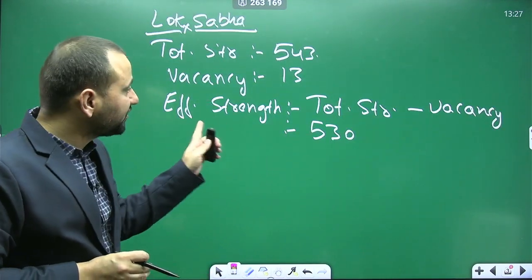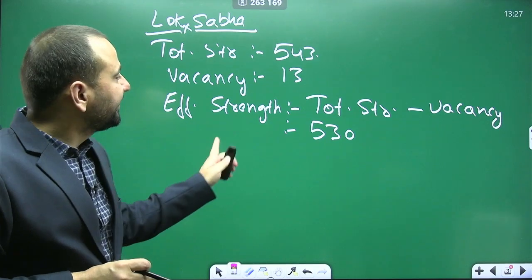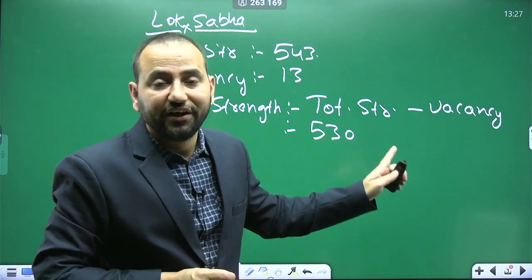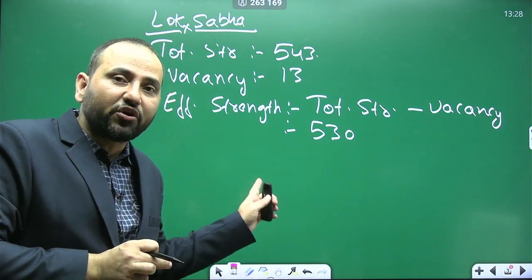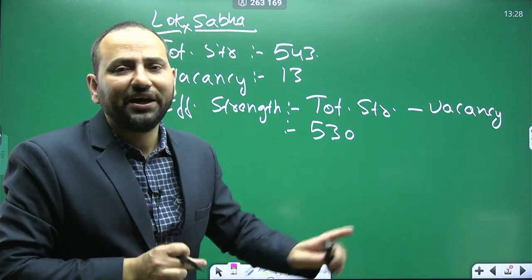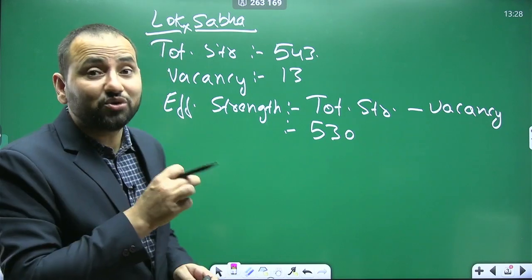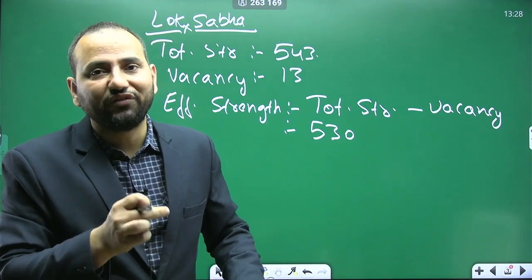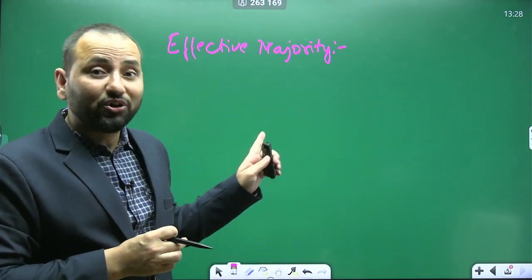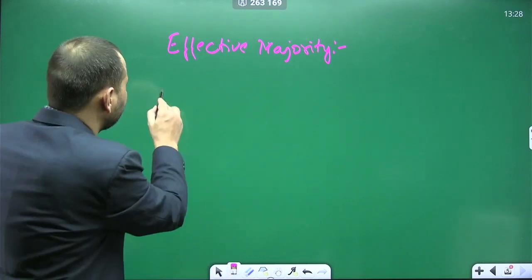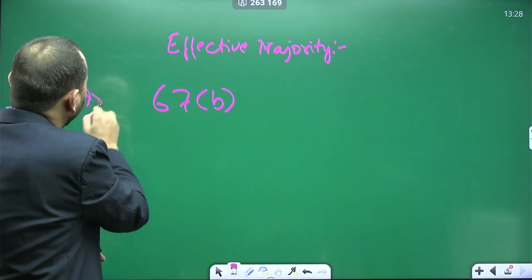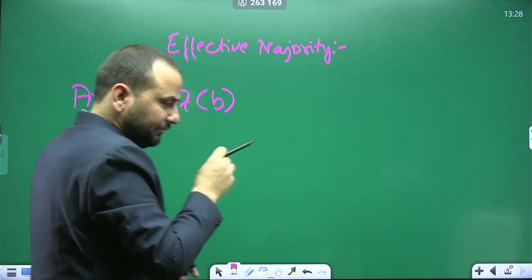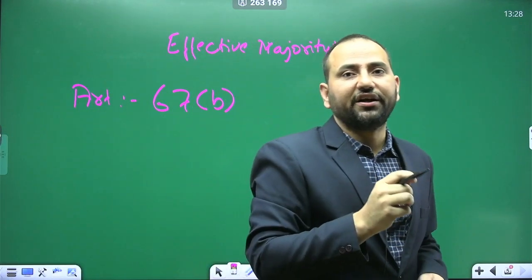Now, according to this number, what is the effective strength? The effective strength is 530. So whenever we have to take this effective majority, we have to take the majority of effective strength of the house. This type of majority is used in the case of removal of presiding officers, either Article 67 Clause B. This provision specifies the process of removal of Vice President of India.